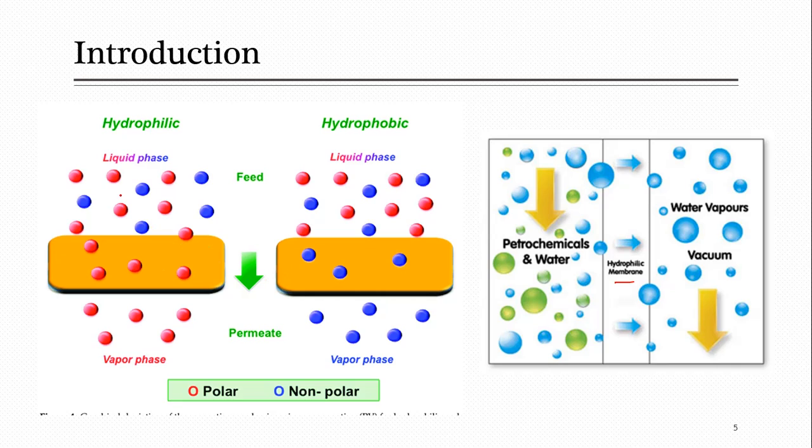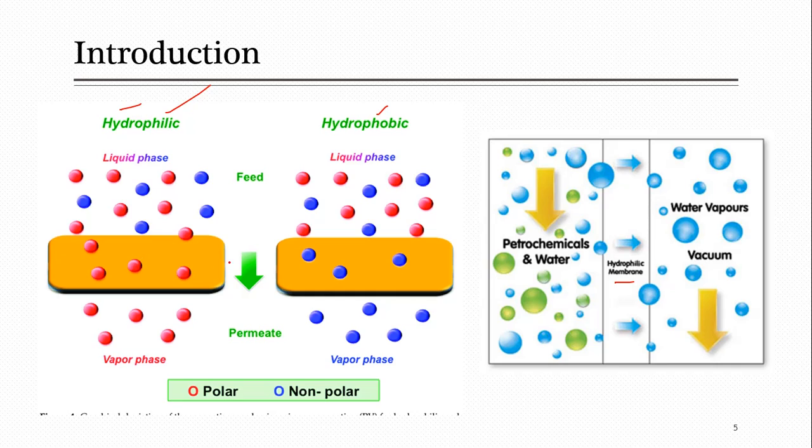For this membrane, there are two types shown here: hydrophobic and hydrophilic membranes. When you go for separation using pervaporation, later on you will see that a lot of the applications of pervaporation membranes are for removal of water from various hydrocarbons. So if you use a membrane which is water loving, or hydrophilic, water will easily diffuse through that membrane and get separated.